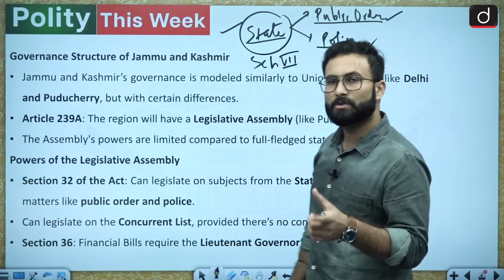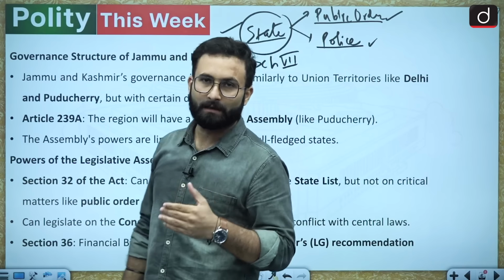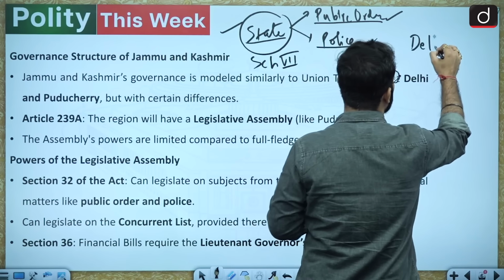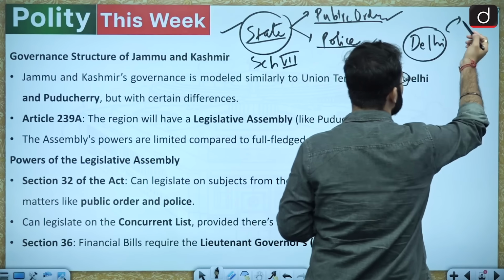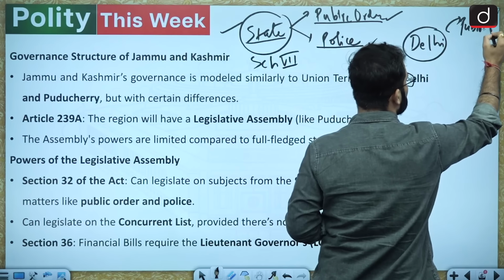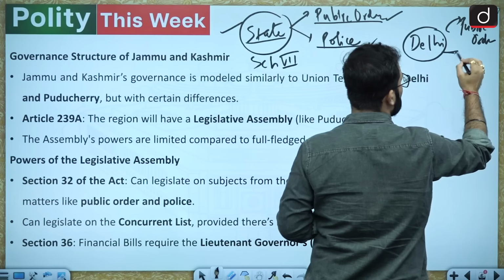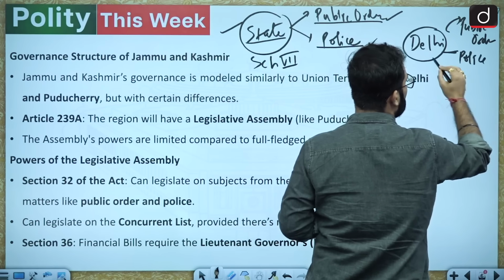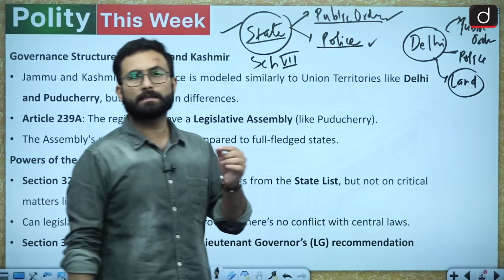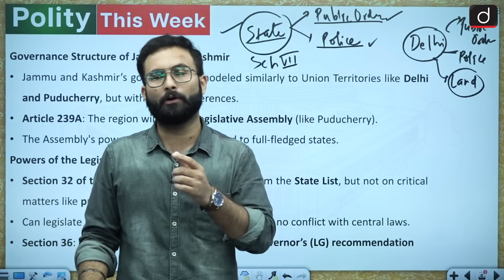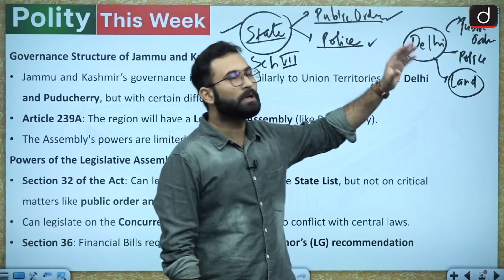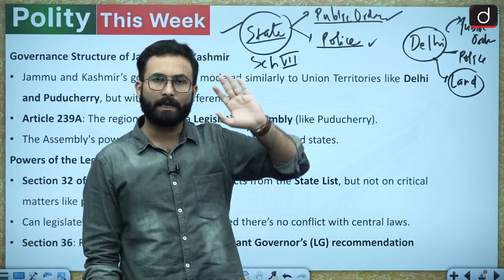When we talk about the case of the Union Territory of Delhi or NCR, it is a little bit different, because in Delhi there are three topics on which Delhi's government cannot make law. One is public order, second is police, and third is land. On these three topics the government of the Union Territory of Delhi won't be able to make laws. In Jammu and Kashmir there are only two topics, public order and police.